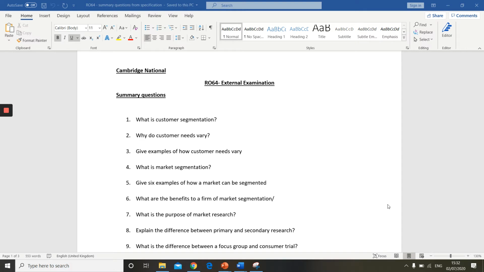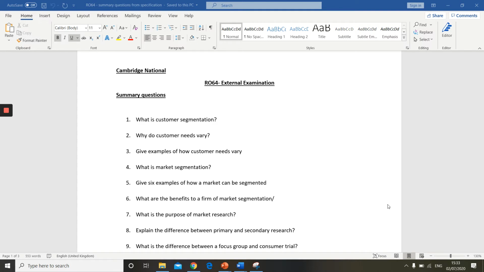Okay, question number 8. What we're looking at here is for you to give me an explanation to show the difference between primary research and secondary research. You may want to give examples to compare and contrast the different methods, but what I'm looking for is an explanation of what would be primary research and what would be secondary research and what is the difference between them. Pause the video now and note down your answer.